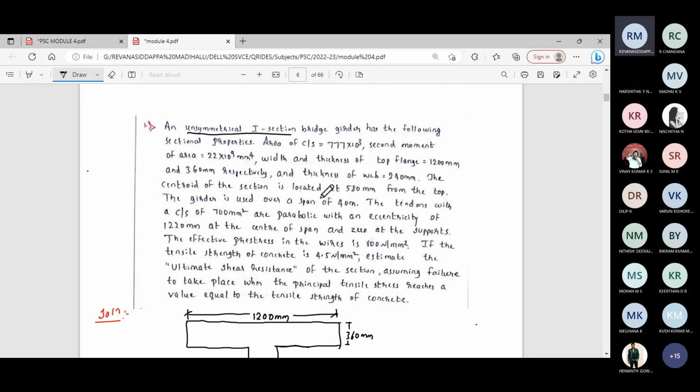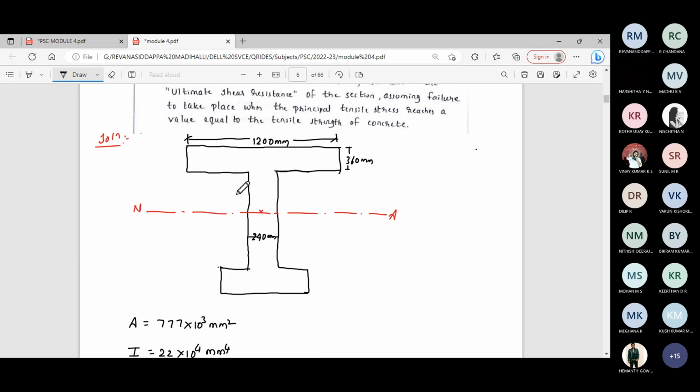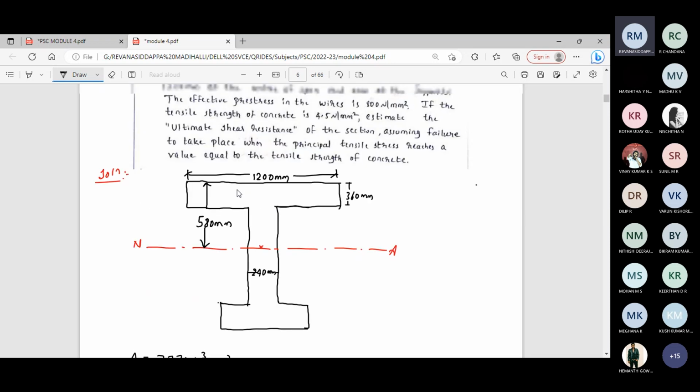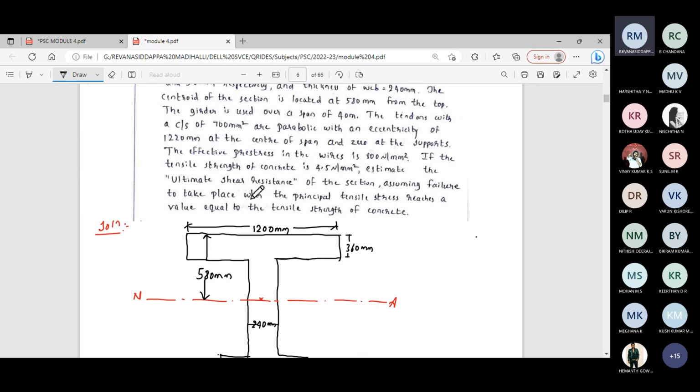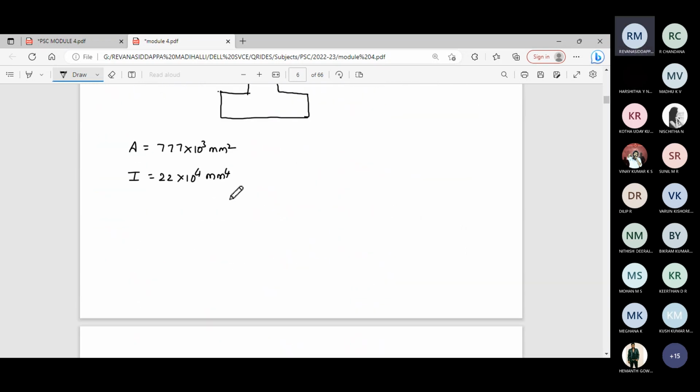The centroid of the section is located at 580 mm from the top. The distance of the centroid is 580 mm from the top. The girder is used over a span of 40 meter. Span L is given as 40 meter, or 40,000 millimeter.